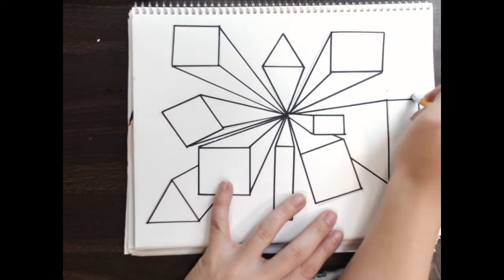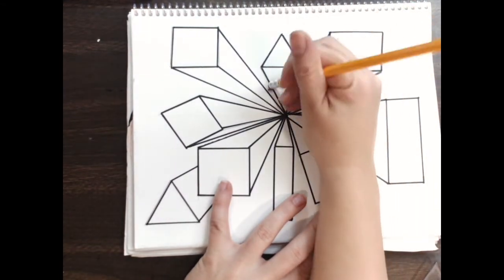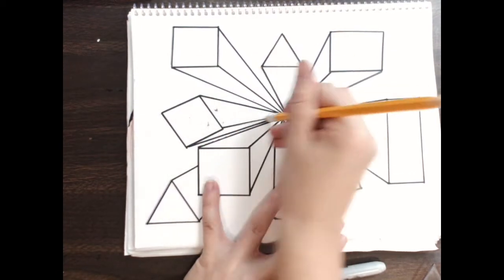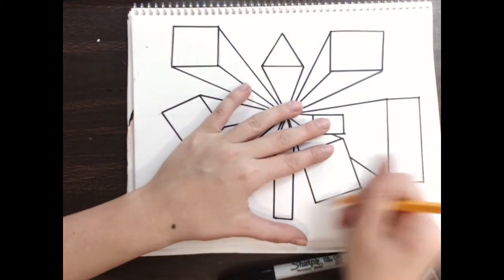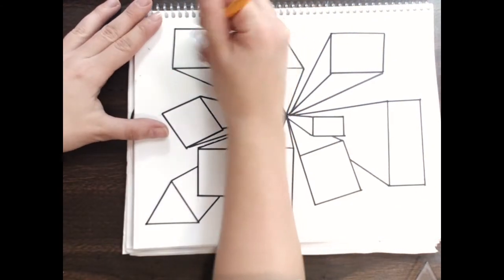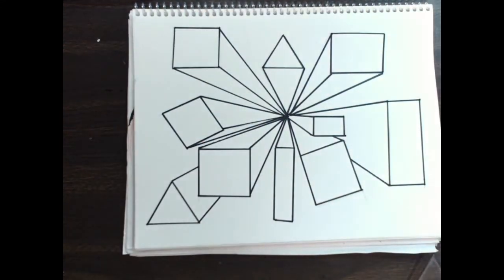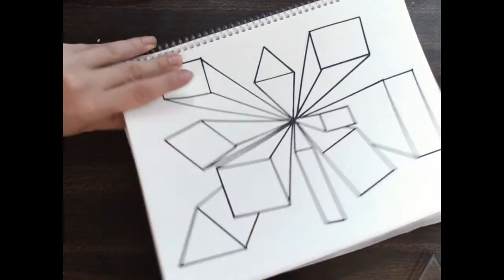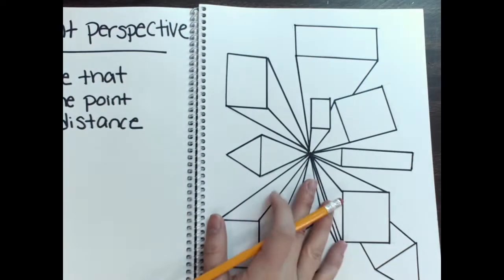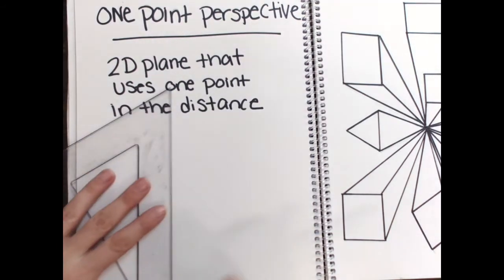Now that I'm all done, if I have extra time, I can clean up some of these pencil lines that I don't need. And that is it for today's lesson. If you do have extra time, you can always practice making some more cubes on your paper. So I have my perspective, my 1-point perspective. I can practice making some cubes.